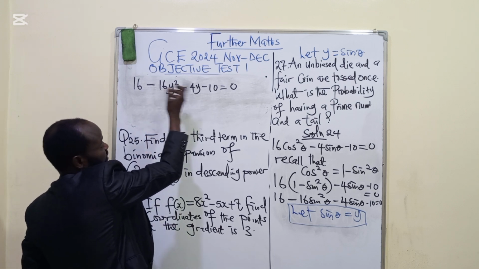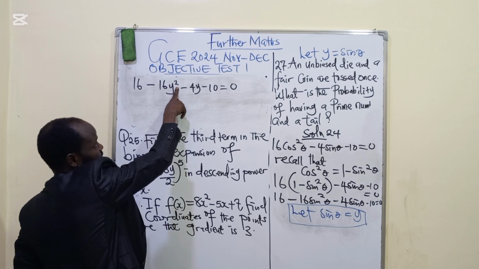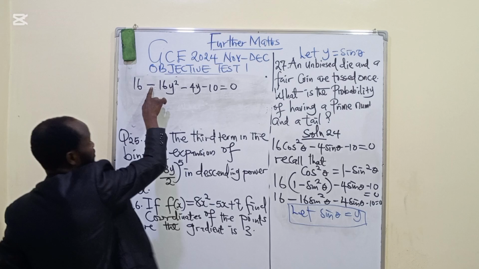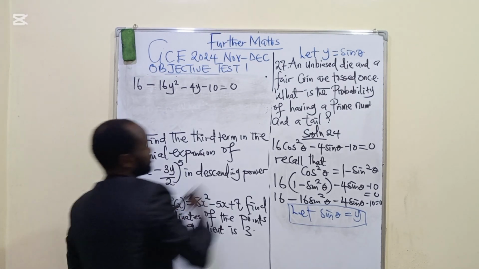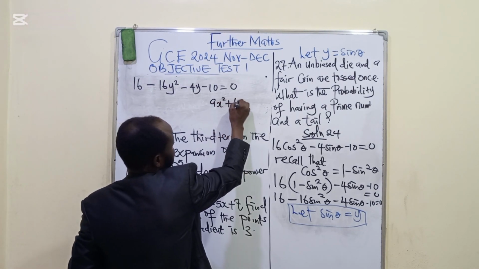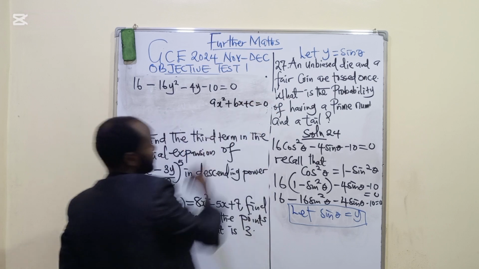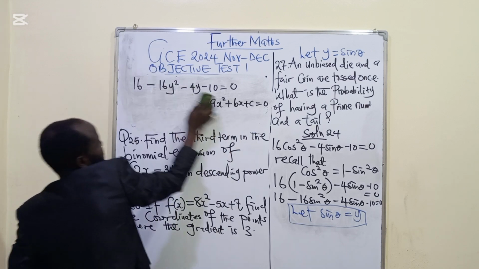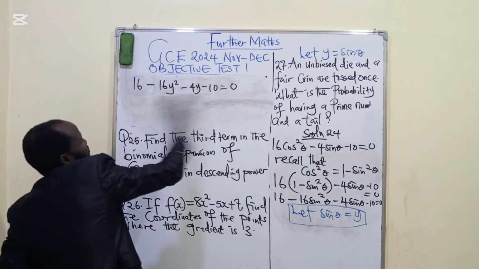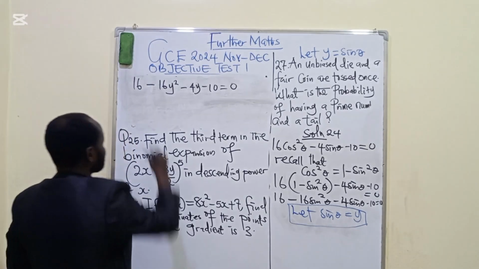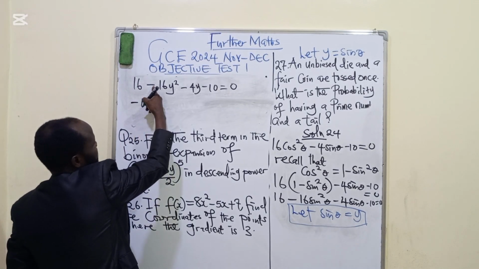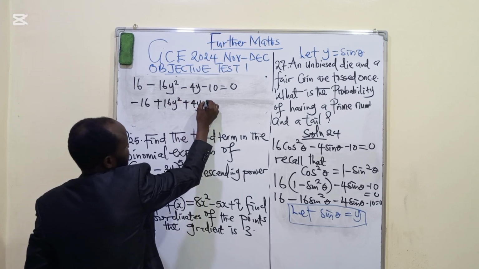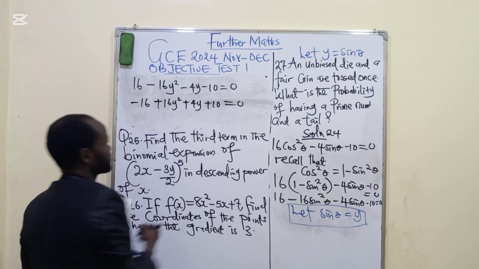The highest power here, or the leading power, is y squared. So this is a quadratic equation. How can we rearrange it in the form of a quadratic equation? A quadratic equation is of the form ax squared plus bx plus c equals 0, given that a cannot be equal to 0. So we have to rearrange this to look like this. To achieve that, let's multiply through by minus 1. Minus 1 times 16 will be minus 16. Minus times minus will be plus 16y squared, then plus 4y, then plus 10 equals 0.